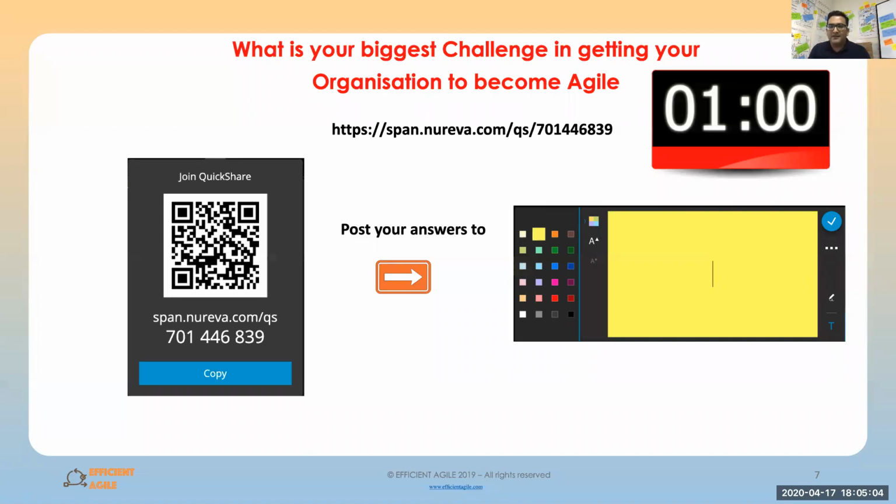That's the timer. So you've got a minute to do that. You can write any of the challenges you're facing. The biggest challenge that you faced or that you want to overcome. Probably it could be about agile, it could be about the one you're facing at the moment. Please type in the chat window, or you can use the link span.neurava.com/qs and type in the code 7014446839, and I can have a look at the answers maybe towards the end of the class.